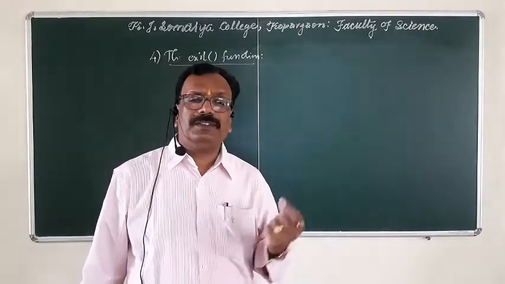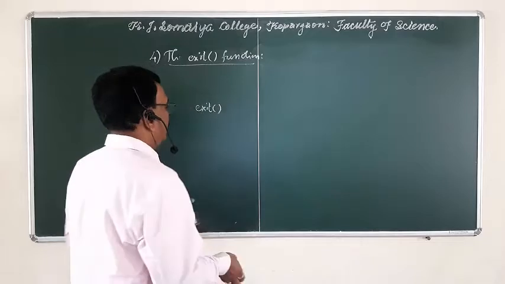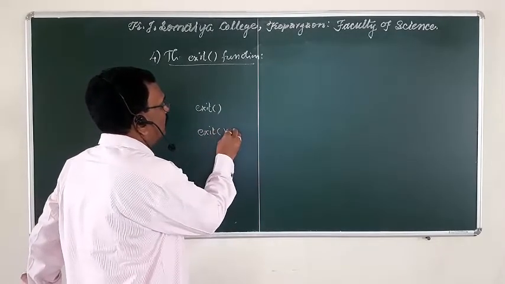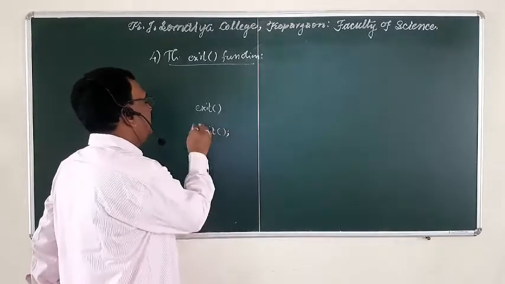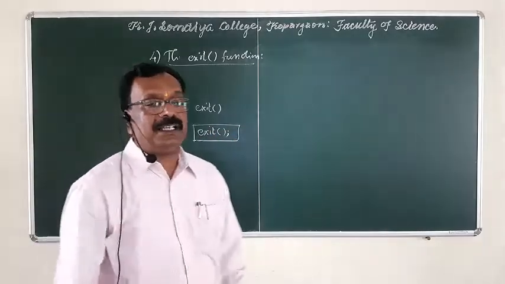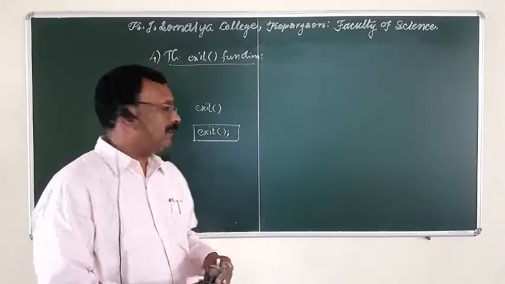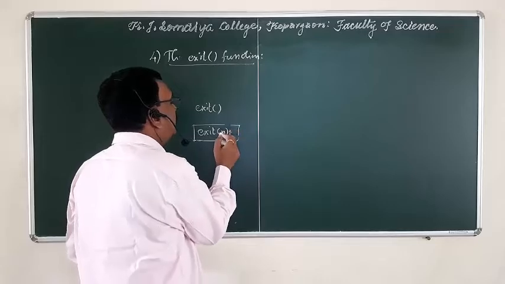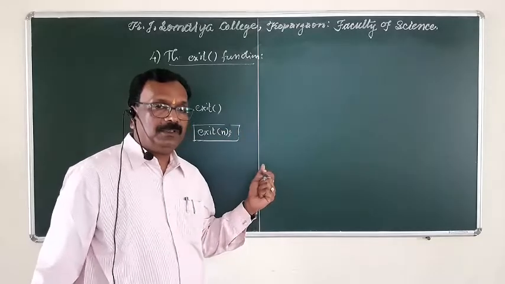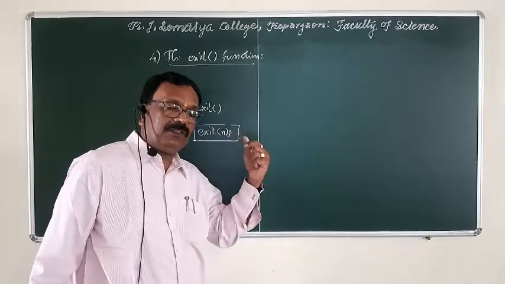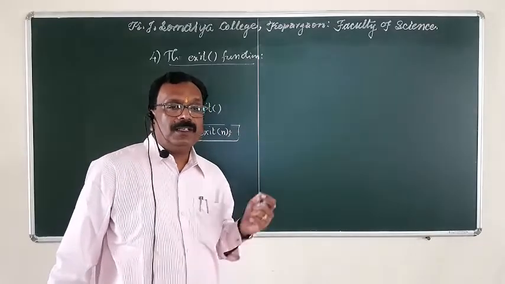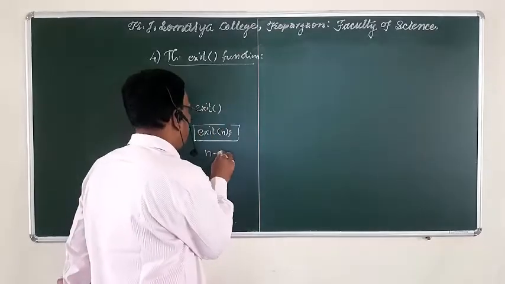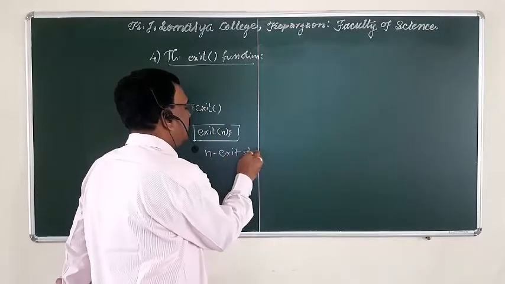The general form or syntax of this exit function is simply exit, this is the keyword, then open parenthesis and close parenthesis, and then termination. This is the syntax. The integer n here may or may not be used. But when n is used and when n is not used, very important is this. Here the integer n is called exit status.